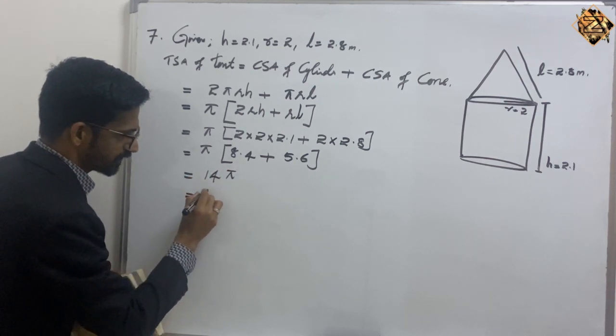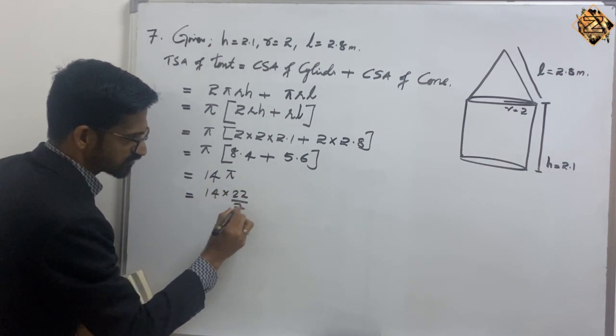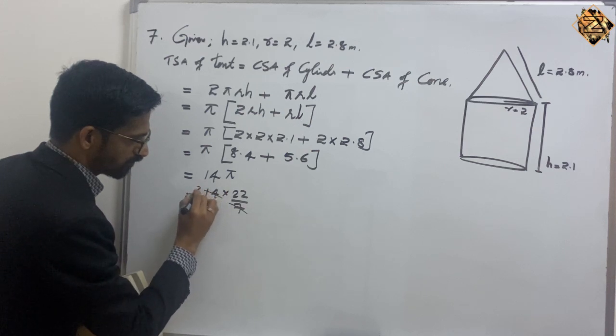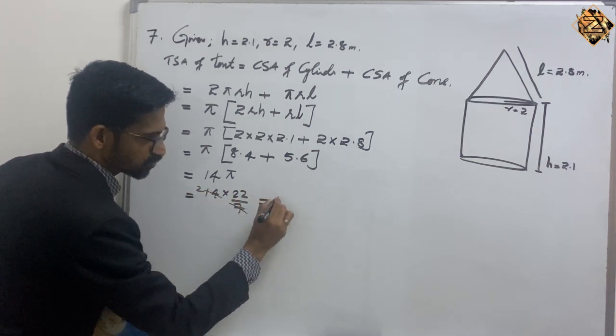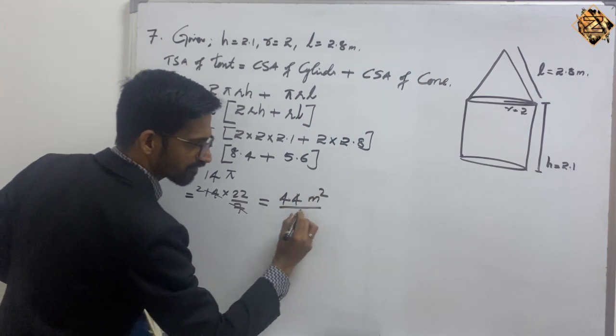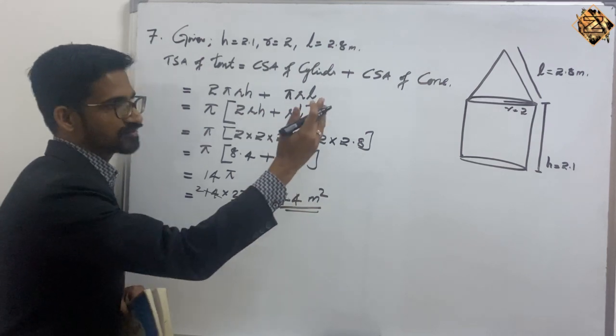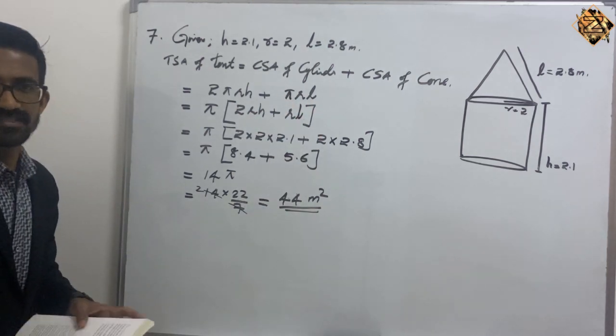Okay, so that is equal to 14 into 22 by 7. 7 into 2 is 14, so that is 2 into 22, that is 44 meters square of canvas. 44 meters square is the total surface area of the tent, isn't it?